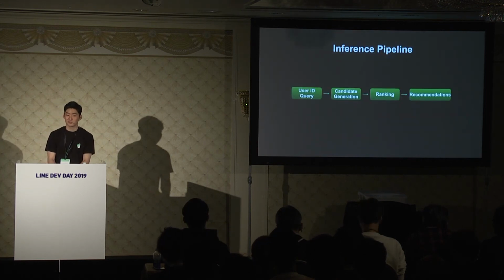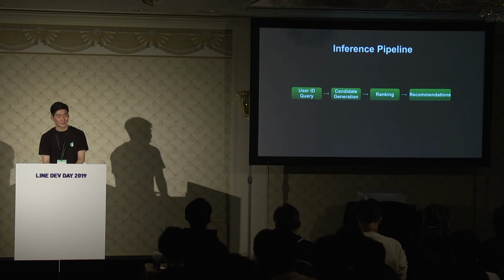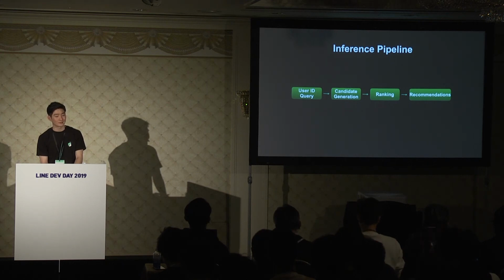The inference pipeline in a simpler form looks like this. We receive a query for a user, the candidates are generated for the user, then the candidates are ranked by our ranking model, and then the user receives recommendations based on their ranks. Now, this seems like a pipeline that would work, right?